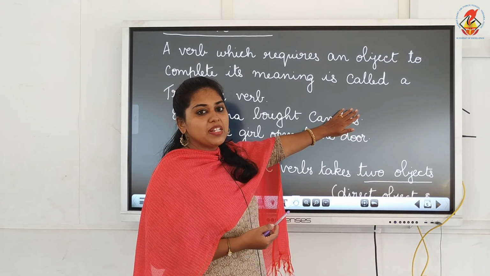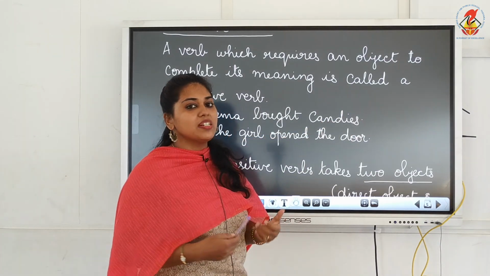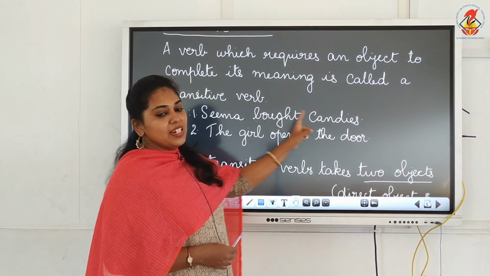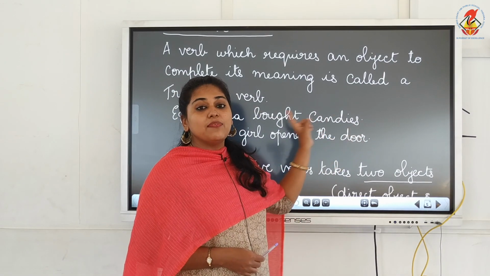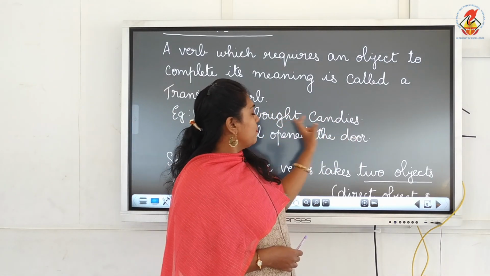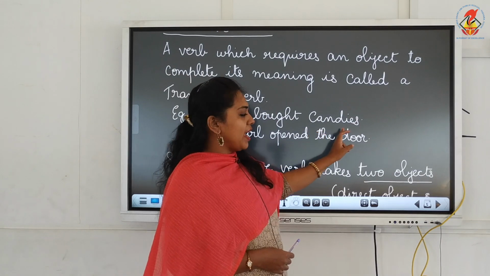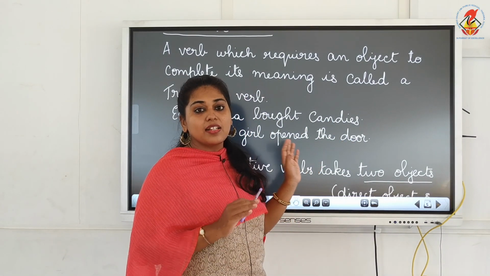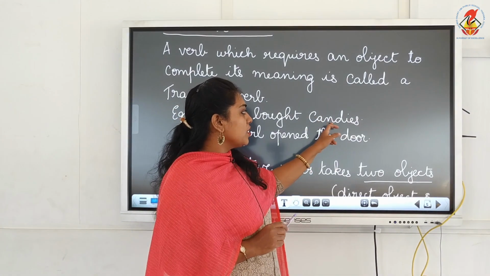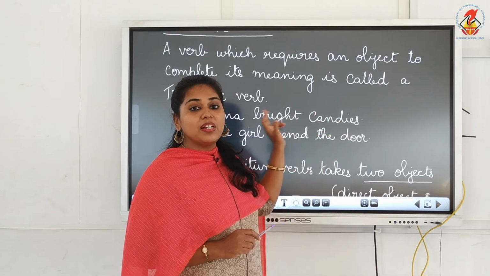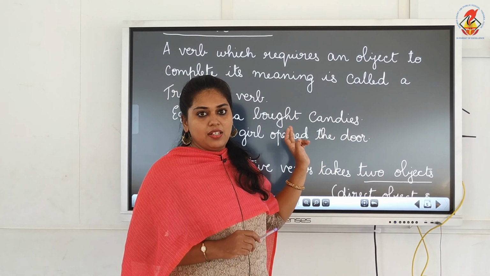The sentence would be "Seema bought," right? So, it does not give a complete meaning. We need an object to give a complete meaning, right? So that when you read it as "Seema bought candies," now the meaning is complete. It gives sense, a complete sense, right? So, here we need an object to give a complete meaning.